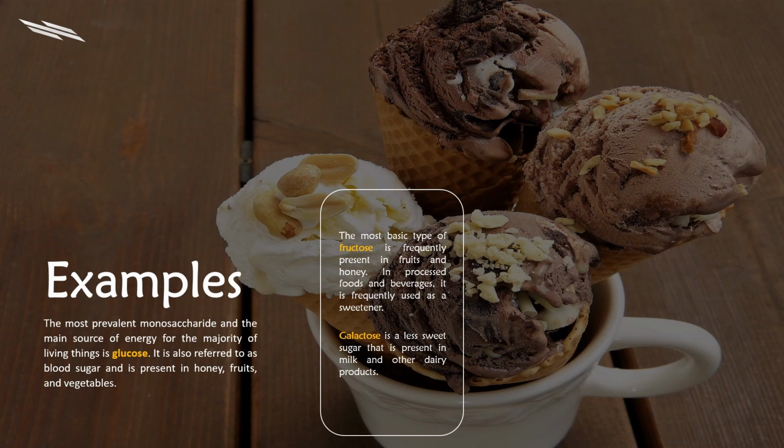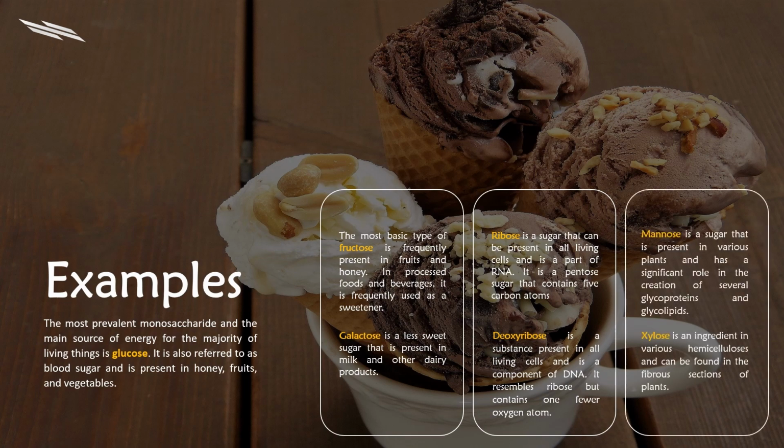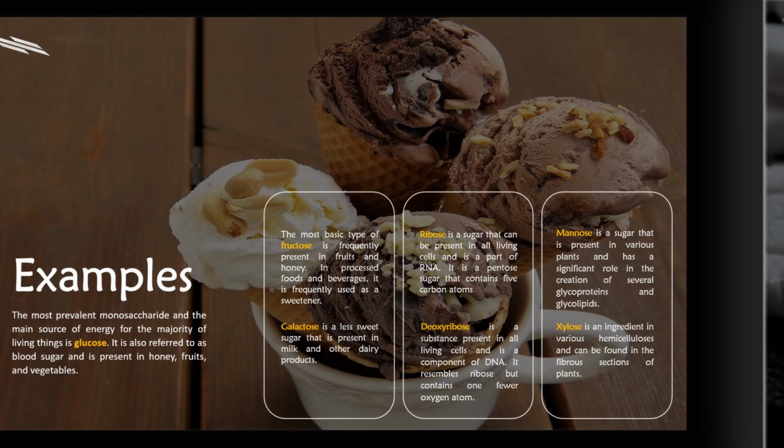Ribose is a sugar that can be present in all living cells and is a part of RNA. It is a pentose sugar that contains 5 carbon atoms. Deoxyribose is a substance present in all living cells and is a component of DNA. It resembles ribose but contains 1 fewer oxygen atom. Mannose is a sugar that is present in various plants and has a significant role in the creation of several glycoproteins and glycolipids. Xylose is an ingredient in various hemicelluloses and can be found in the fibrous sections of plants.